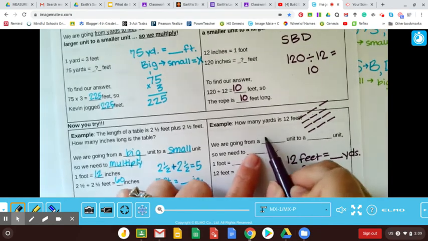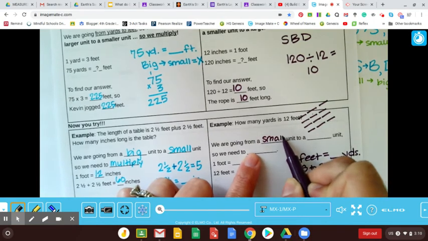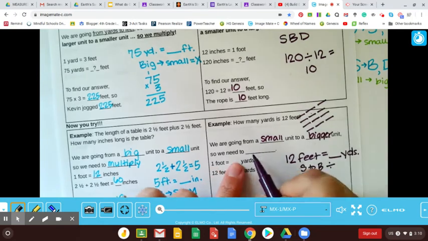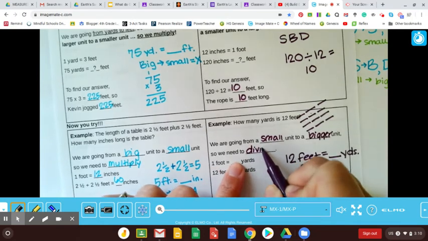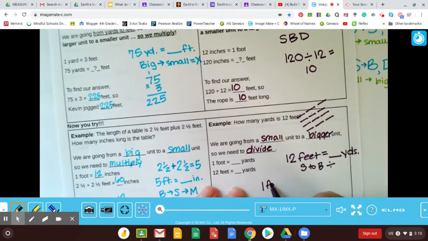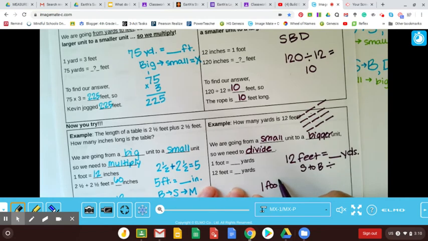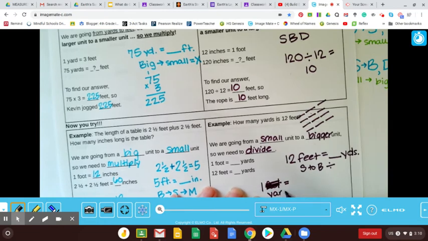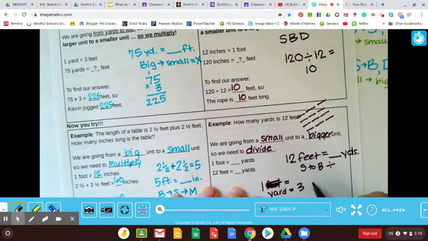All right, so let me fill that in. I'm going from a small unit to a bigger unit. So we need to divide. All right. I also know that 1 foot equals, I'm sorry, let me do that backwards. 1 yard equals 3 feet, right?